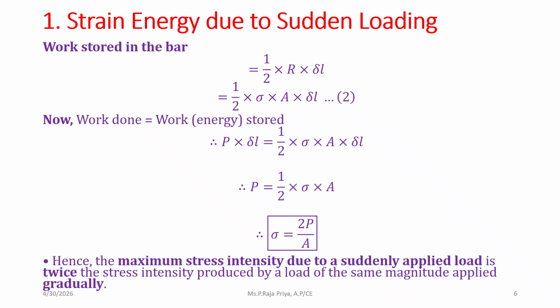And as we know, work done will always be equal to work stored. Work done is P into delta L, and work stored is half sigma into A into delta L. And from here, if we take P, both delta L will get cancelled. So it will be half into sigma into A. And when we take stress sigma to the other side, it will be 2 times of P by A. Hence, the stress in case of suddenly applied load will be twice the stress in the case of gradually applied load. So this is our conclusion from all these equations.